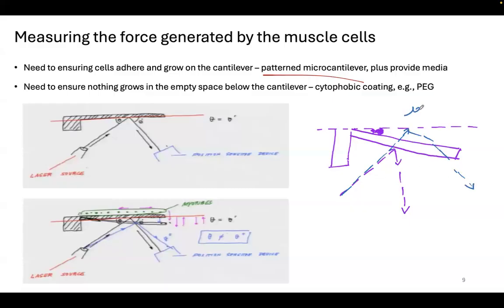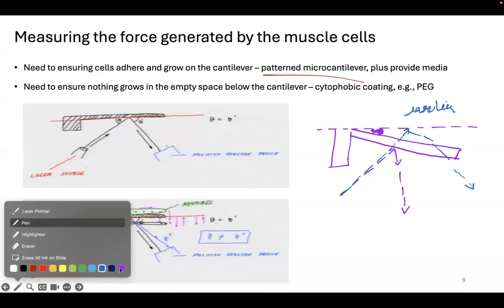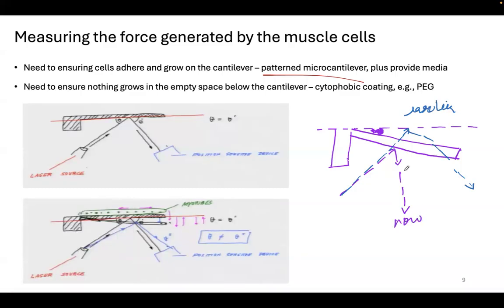Earlier it was this blue laser, and now you've got this, right? So it's a different angle. Again, that different angle is going to tell us about the deflection that's happening.